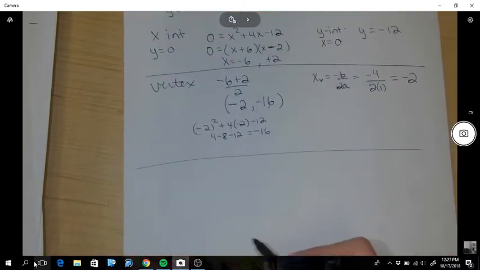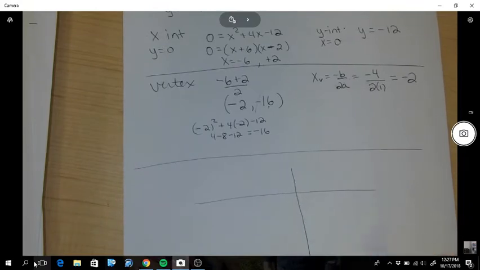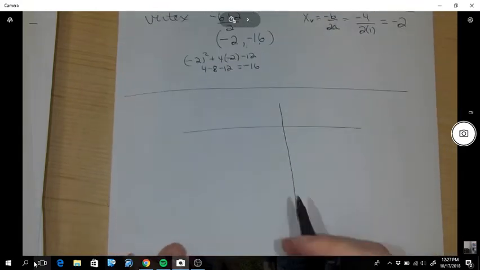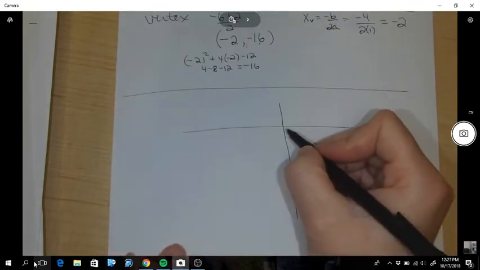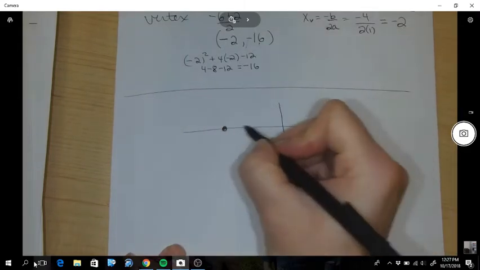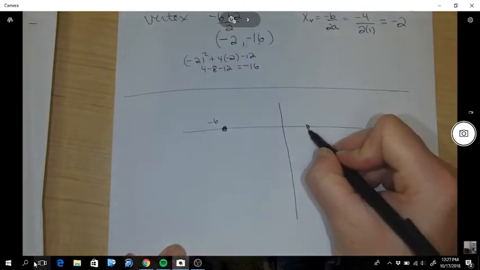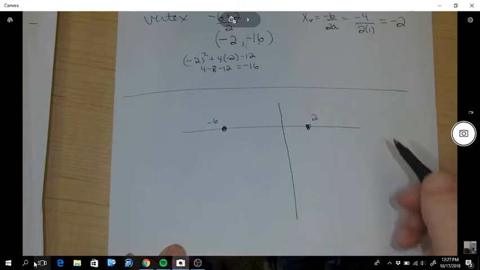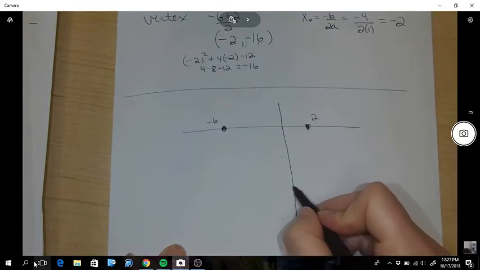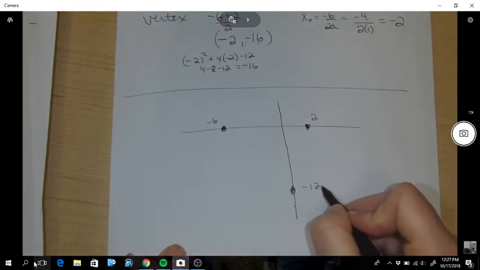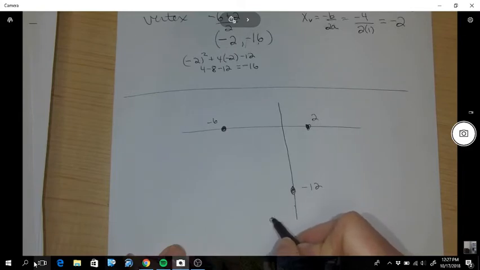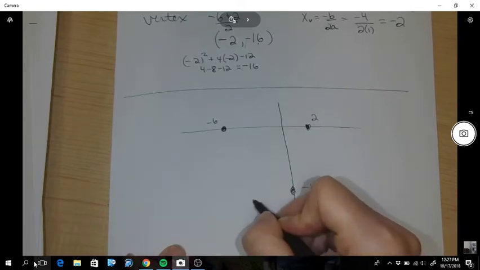Okay, so let's graph this. I'm just going to draw a general graph here. I know the x-intercept at -6. I know the x-intercept at +2. I know my y-intercept is -12. And I know that my vertex is (-2, -16).